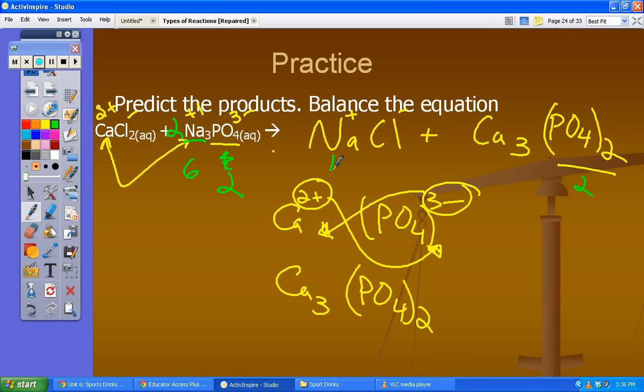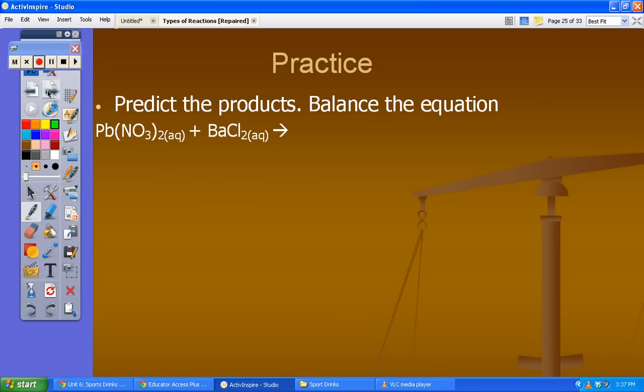So if there's 1 sodium here, I need to put a 6 out in front. That gives me 6 sodiums, 6 chlorides. Now if there's 6 chlorides here, and in this formula there's 2 chlorides, I need to put a 3 out in front. So that gives me 3 calciums, 6 chlorides, and I should be balanced. So there's predicting and balancing. Another example here.